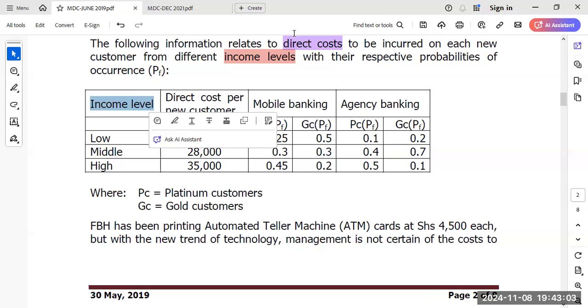Doreen, Grace. Maybe. Yes. Are you in a position to see my screen? Yes. Okay. Yeah. We have income levels.